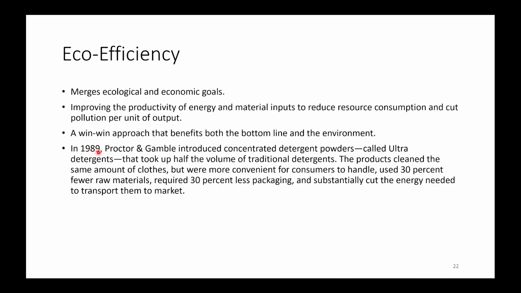Now in 1989, Procter & Gamble introduced concentrated detergent powders, which were called ultra detergents. Now that took up half the volume of traditional detergents, and the products cleaned the same amount of clothes but were more convenient for consumers to handle and use. They used 30% fewer raw materials, and they required 30% less packaging and substantially cut the energy needed to transport them to market.